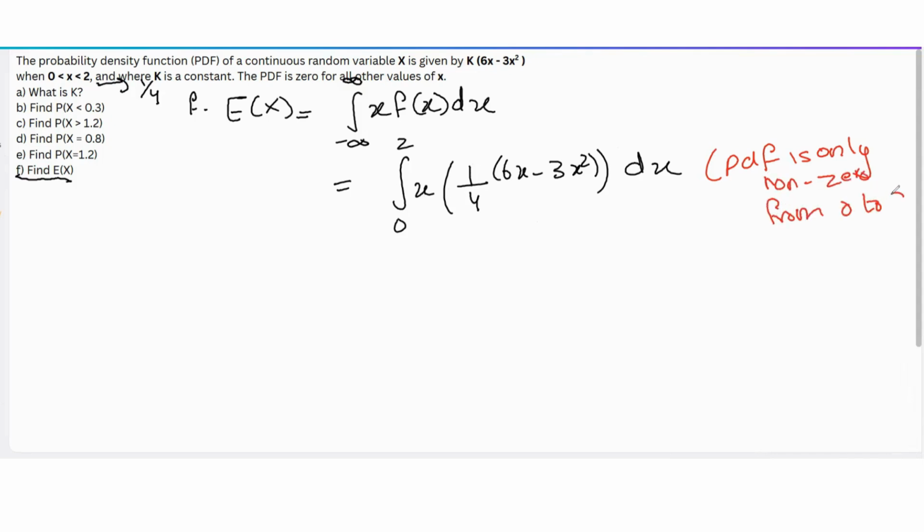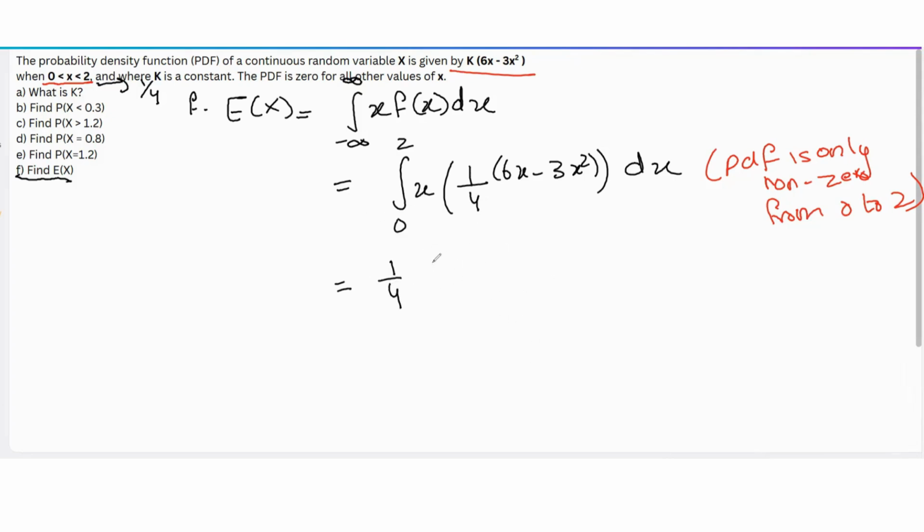We can see that the PDF is only non-zero from 0 to 2. So this integral can just be reduced to an integral from 0 to 2 of x f(x) dx, where the PDF f(x) is non-zero. This is the only universe that we're dealing with in this question, where the PDF is non-zero. So instead of writing minus infinity to infinity, which we have in general, we can just reduce this to an integral from 0 to 2, as this is where the PDF is non-zero. So these are the values a continuous random variable would take.